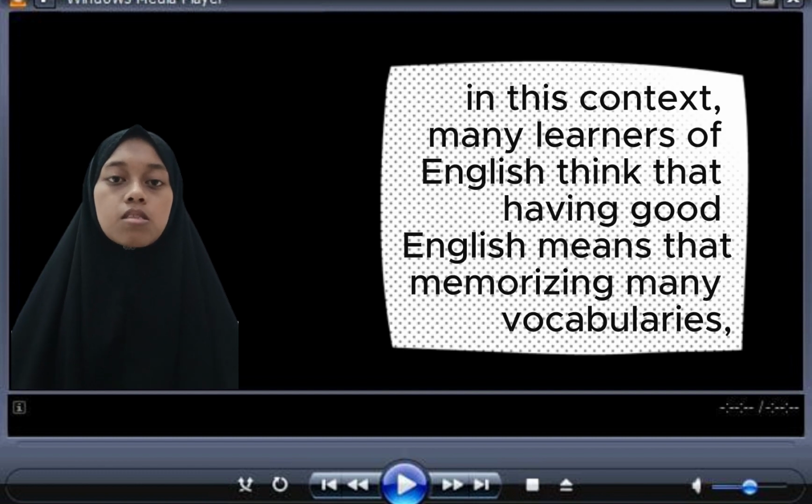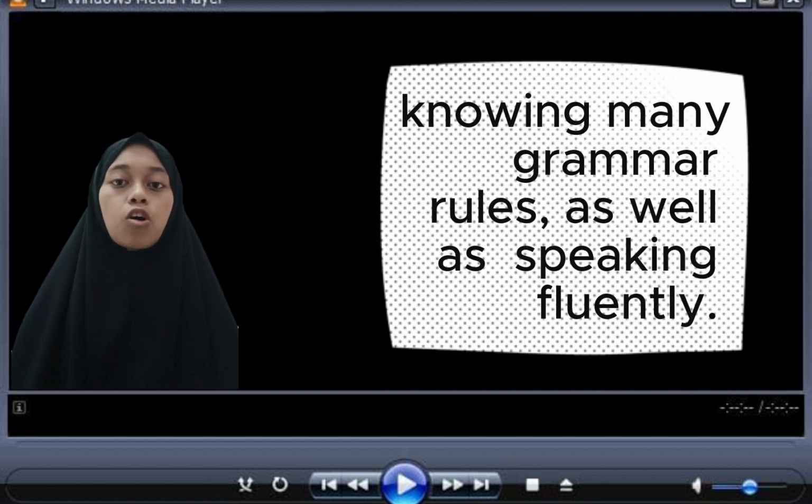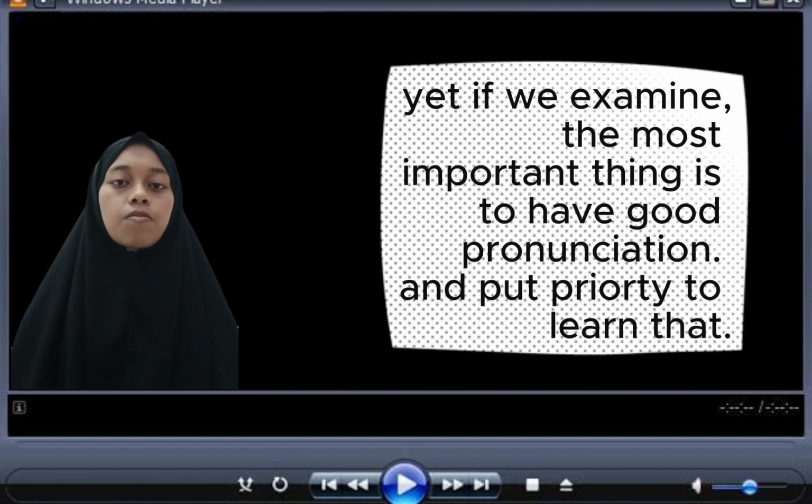In this context, many learners of English think that having good English means memorizing many vocabularies, knowing many grammar rules, as well as speaking fluently. Yet we examine that the most important thing is to have good pronunciation and to give priority to learning that.